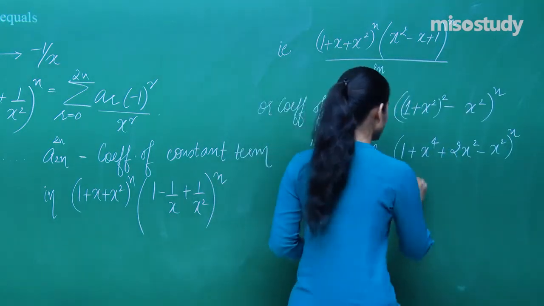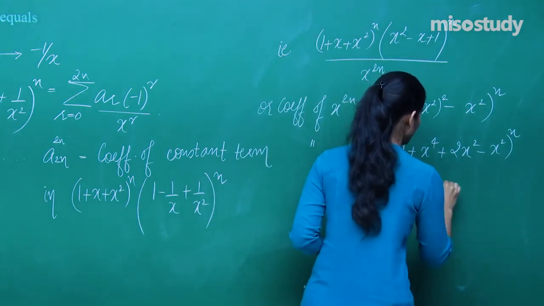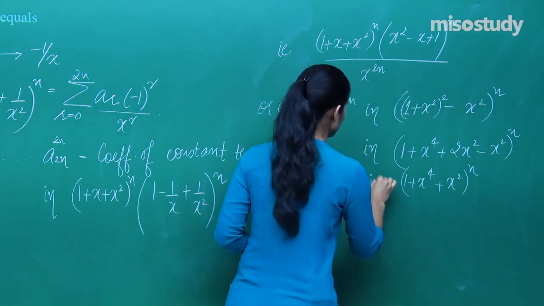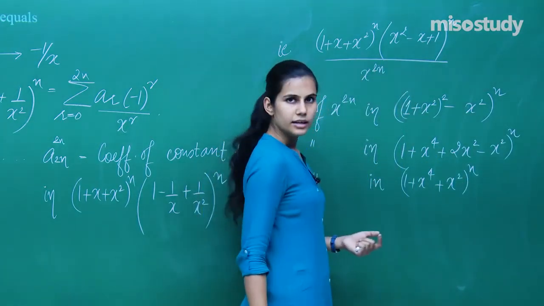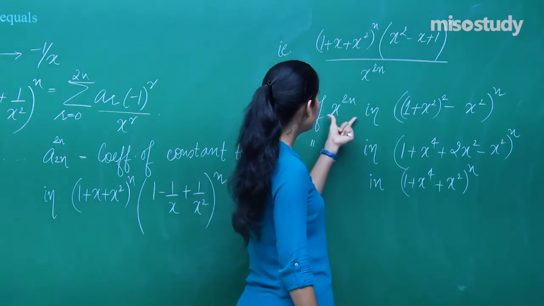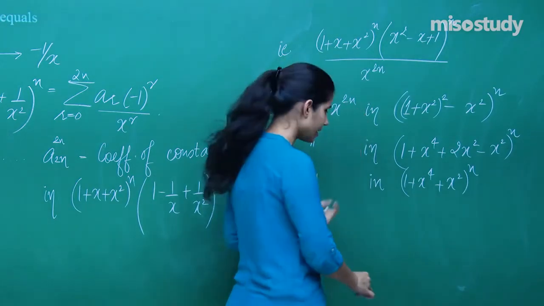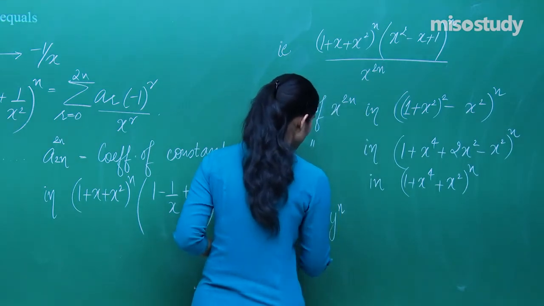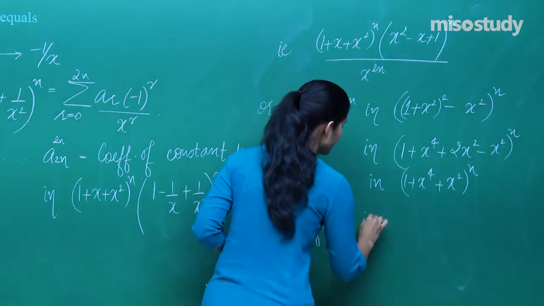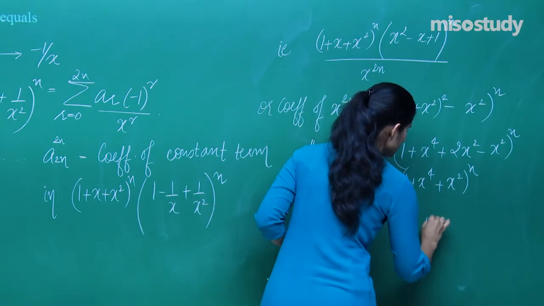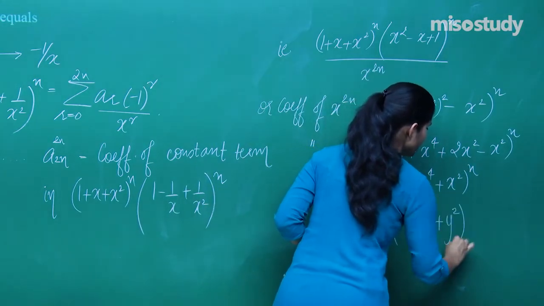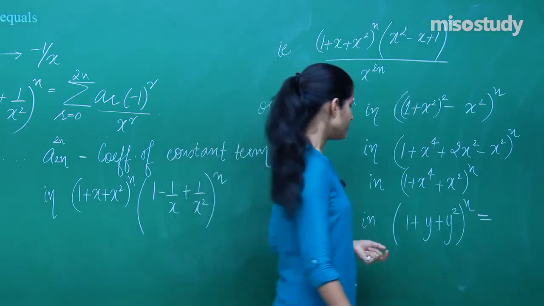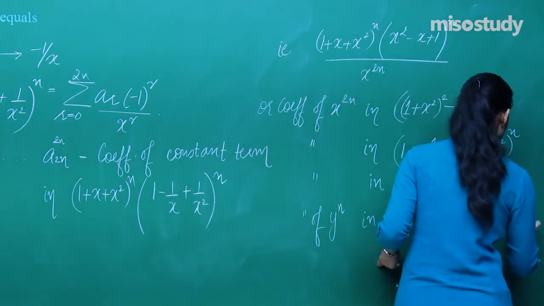Right? This becomes (1 + x^4 + x^2) to the power n. If I take x^2 as y, I will be interested in y^n. So it is equal to the coefficient of y^n in (1 + y + y^2) to the power n.